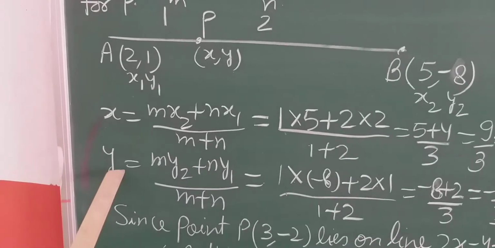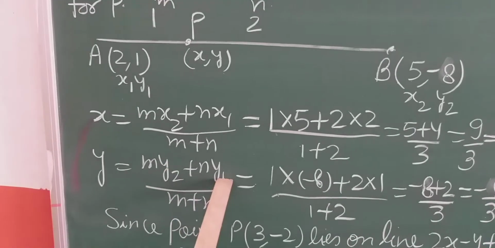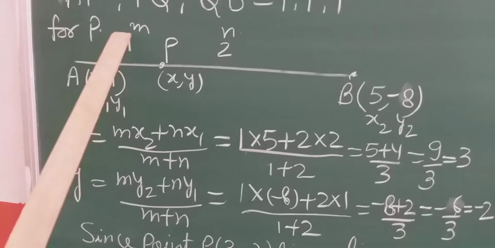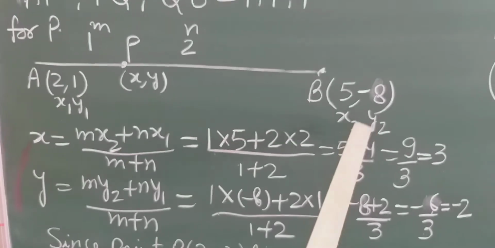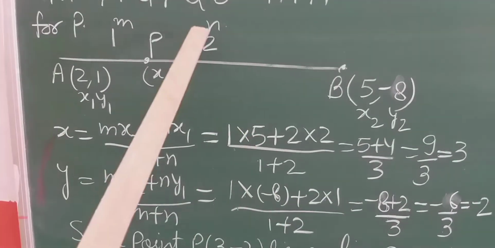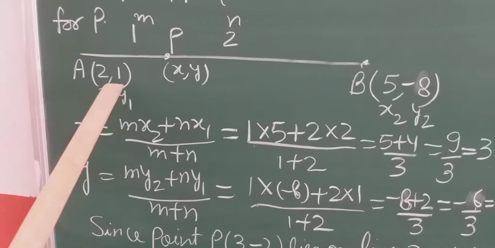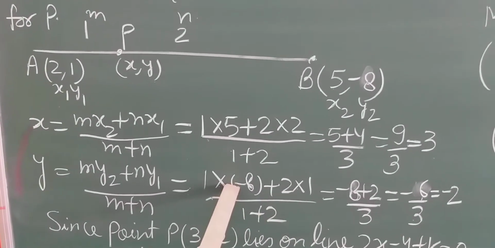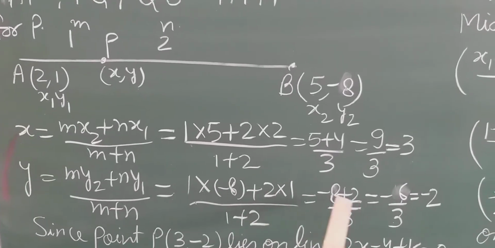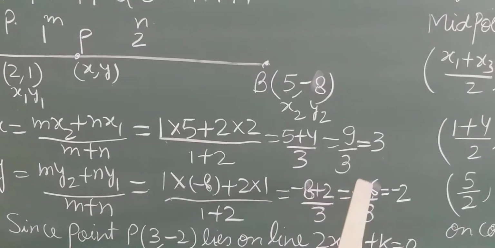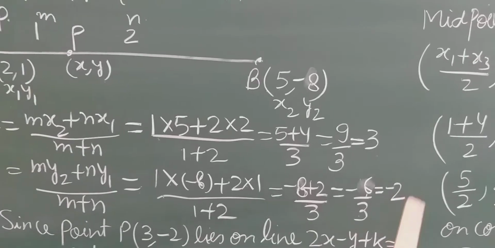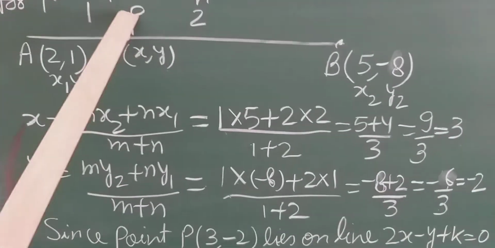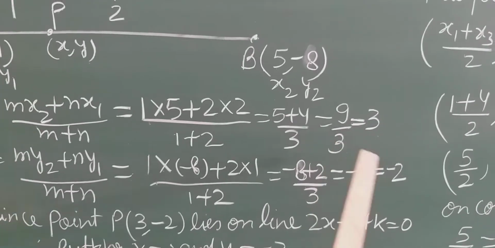Now student, y formula, y equals (my2 plus ny1) upon (m plus n). M value 1, y2 -8, n value 2, y1 1 upon 1 plus 2. So -8 plus 2 upon 3, -6 upon 3, -2. So coordinate of point P, (3, -2).